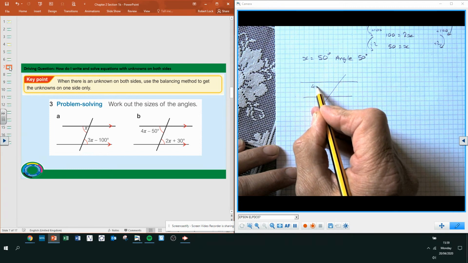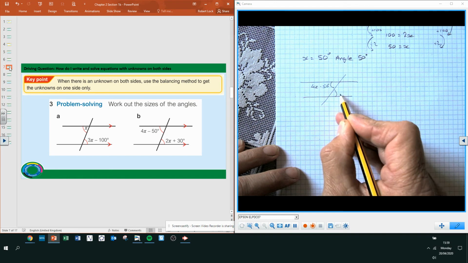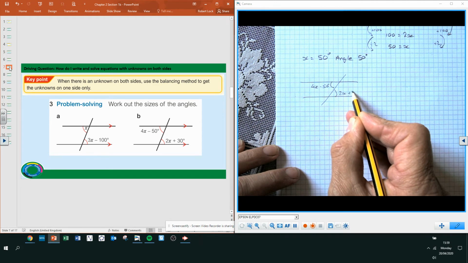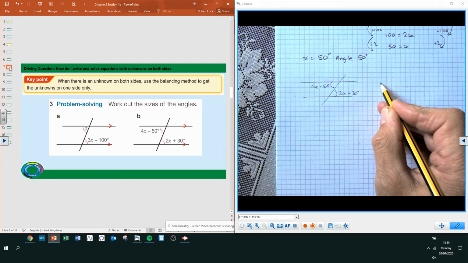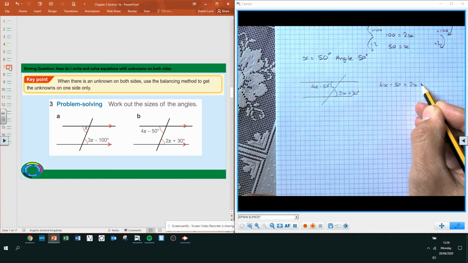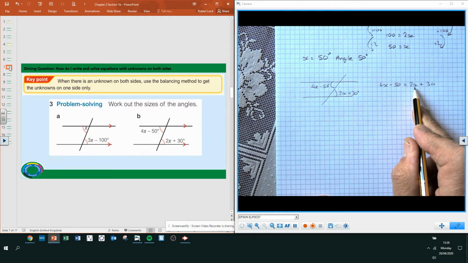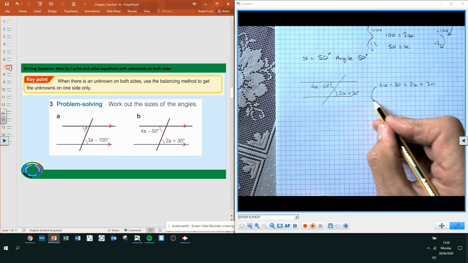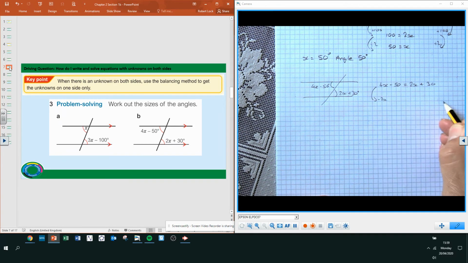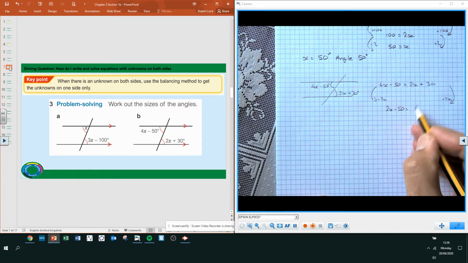So this angle is 4x minus 50 degrees. This angle here is 2x plus 30 degrees. So we end up with 4x minus 50 is the same as 2x plus 30. Take the smaller x's, the left-hand side, from the right-hand side. So minus 2x, that's 2x. Here we end up with 2x minus 50 equals 30.